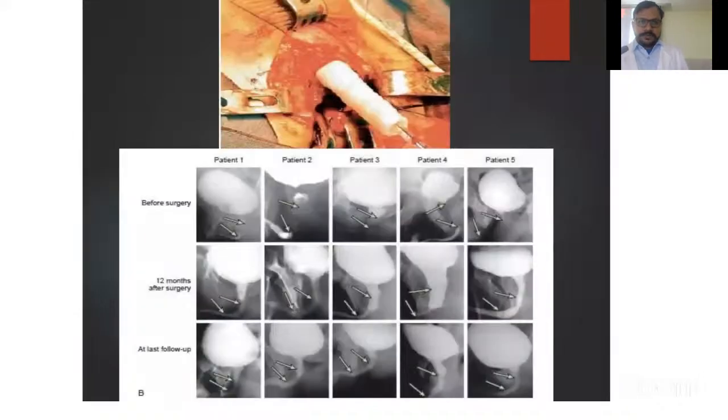The image above shows a tubularized graft implanted in a urethral defect. Five patients were included in the study. The first line shows the patient before surgery, the second line shows all patients 12 months after surgery and at last follow-up, and the third line shows the complete defect covered by the tissue engineered graft.